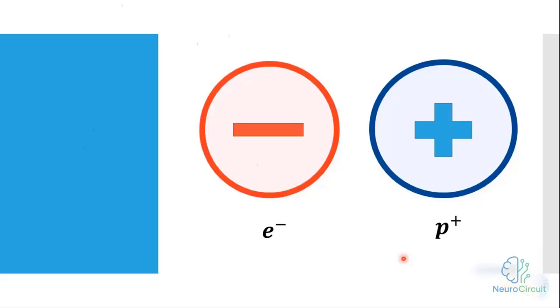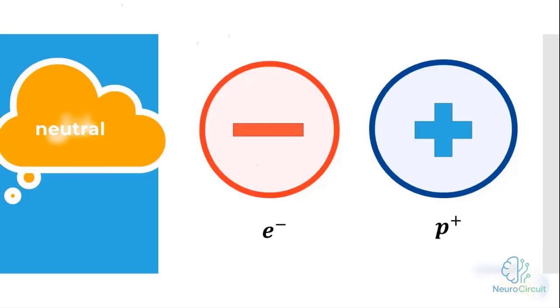If an atom has the same number of electrons as it does protons, the positive charge of the proton and the negative charge of the electron balance each other out, and we say the atom is neutral, meaning it has no electrical charge and is called neutral.